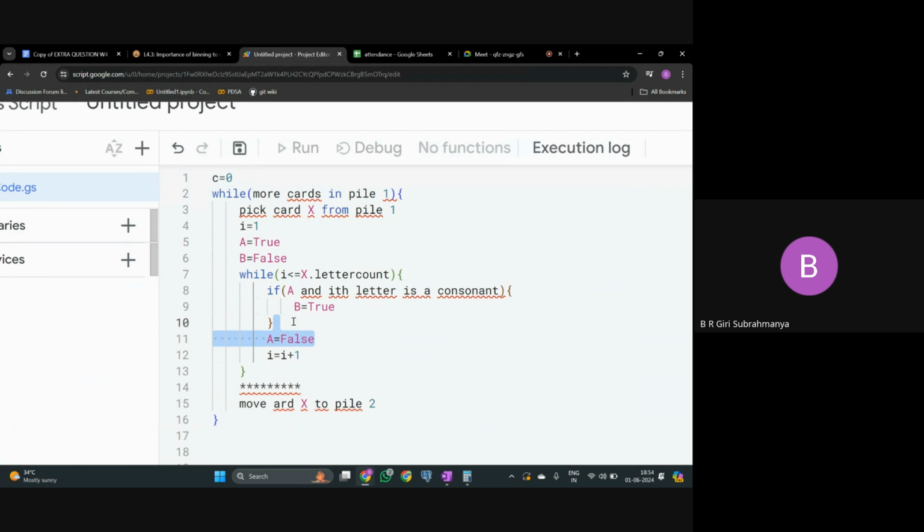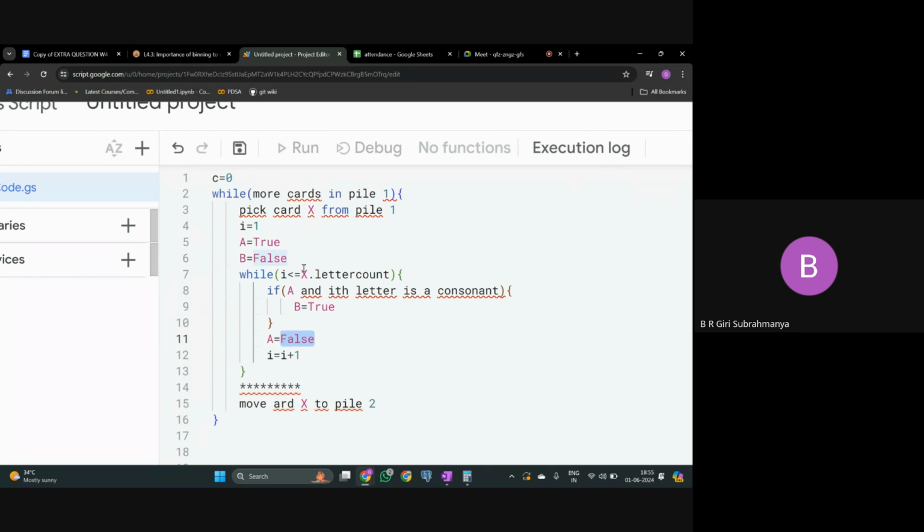So if we make A false, for all the other letters, when I is equal to 2, 3, 4, 5 and so on, A will be false here. A will not be true. During every iteration, A will get assigned false. It will again and again get reassigned with false. That is a point to note.